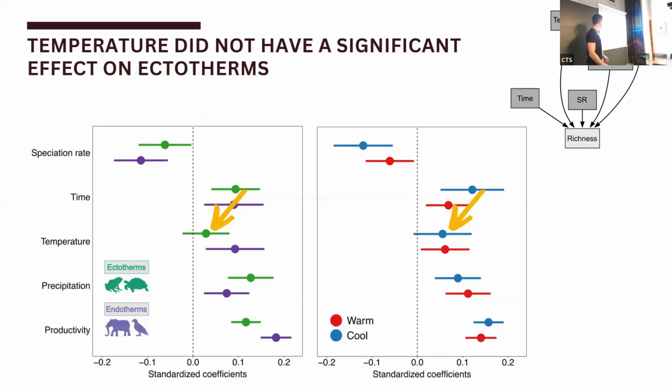Also, as David mentioned, which is counterintuitive, temperature had weak effects in general, and for ectotherms and clades that appear in cool periods, these effects are not significant. This does not support the metabolic theory predictions that temperature should have a stronger effect for ectotherms.